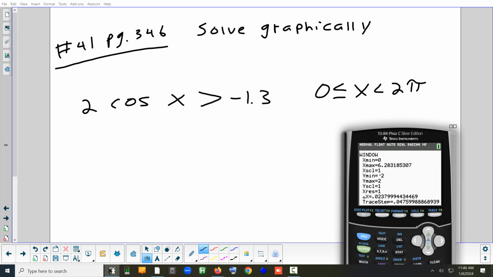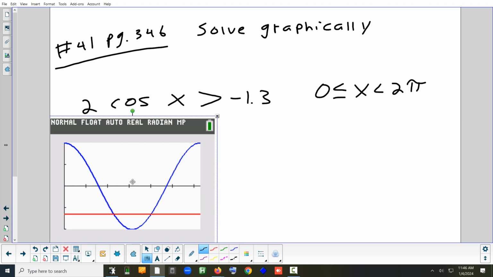Is there any question why I knew I had to go back to radians? Those aren't degrees. They don't have the little circle. Okay, so let's hit graph. And we're looking for where the wave is above the horizontal line at negative 1.3. Okay, so let's look at that. First of all, is the wave ever above the horizontal line? Yes, it is. How many pieces do we have to break the wave into that are above the line? There are two. 2 pieces.